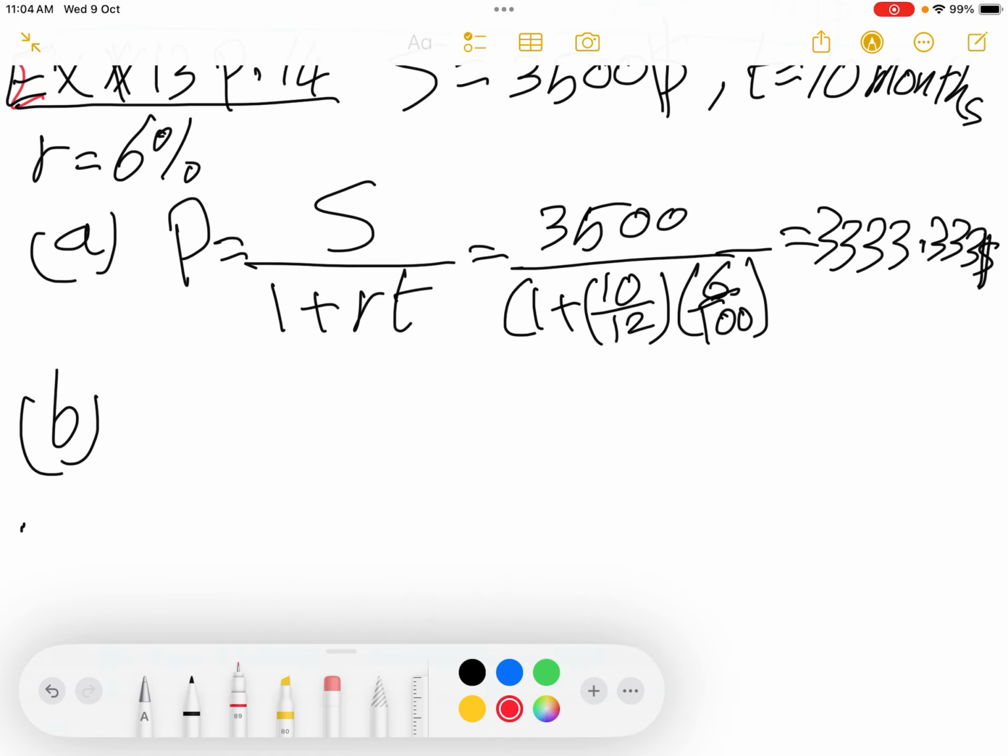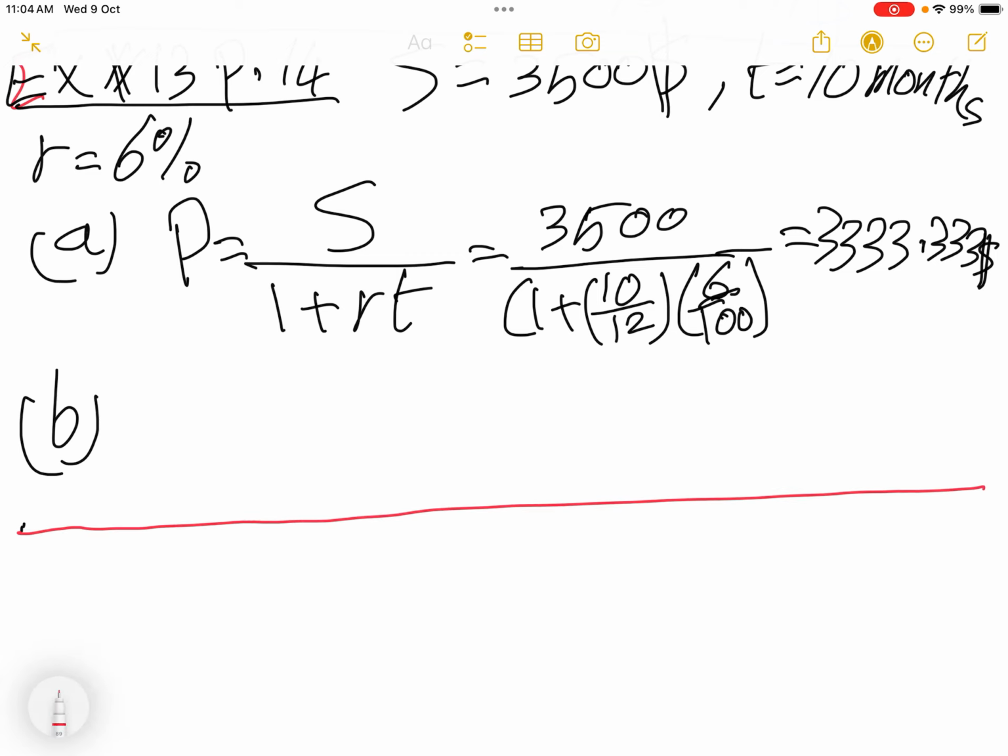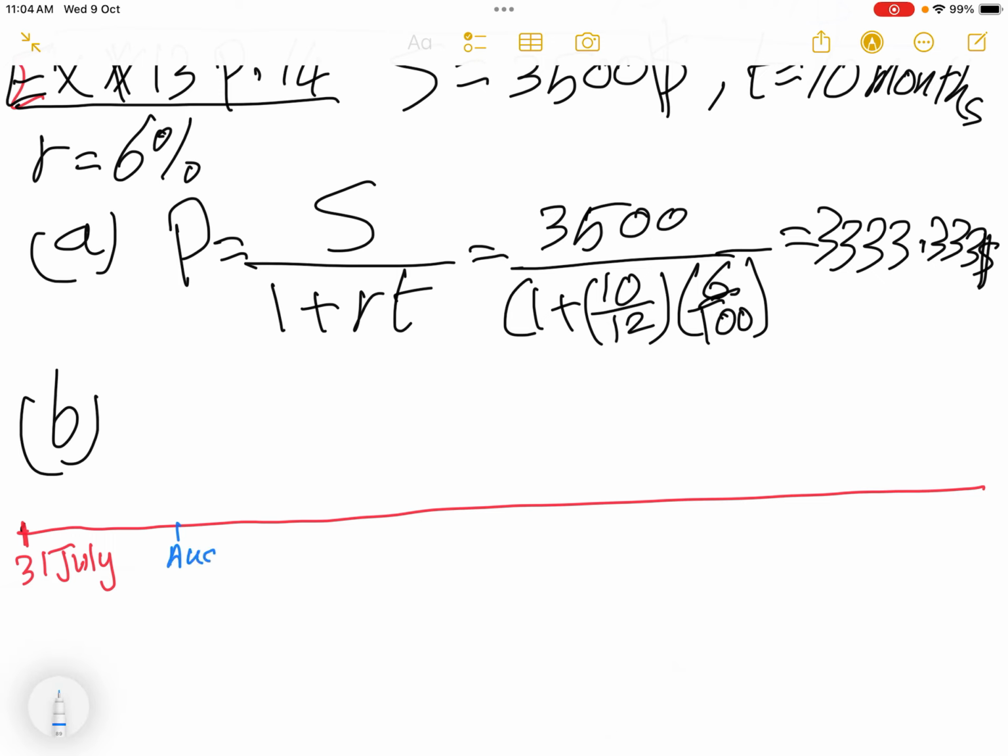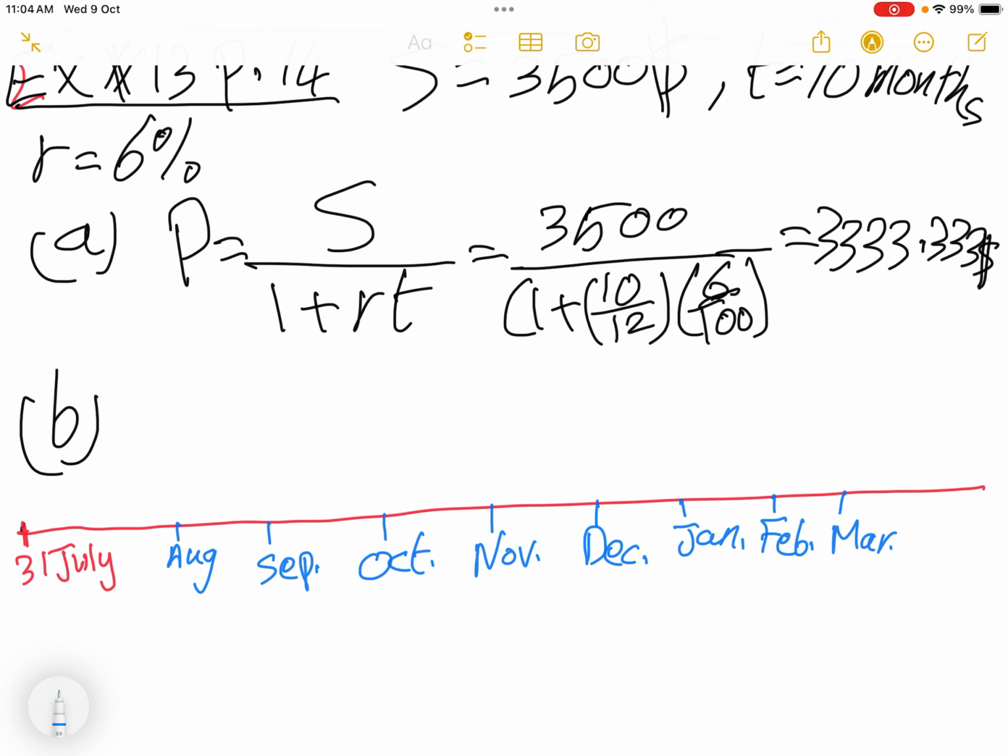Draw timeline. You will have here 31 July, August, September, October, November, December, January, February, March, April, May.